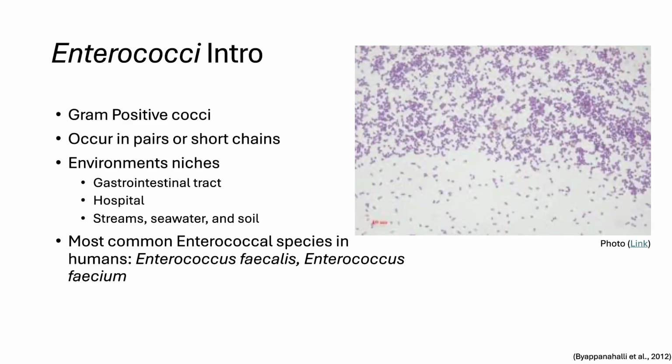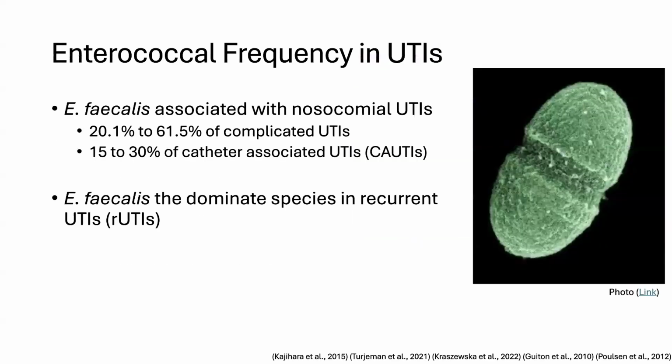It is normally found in the gastrointestinal tract, but it can move to other parts of the body, and that is when it becomes an opportunistic pathogen. One area in which it can spread is the bladder, and it can cause UTIs. In fact, E. faecalis is associated with nosocomial UTIs, which are hospital-associated UTIs, and 20.1% to 61.5% of complicated UTIs and 15 to 30% of catheter-associated UTIs are caused by E.